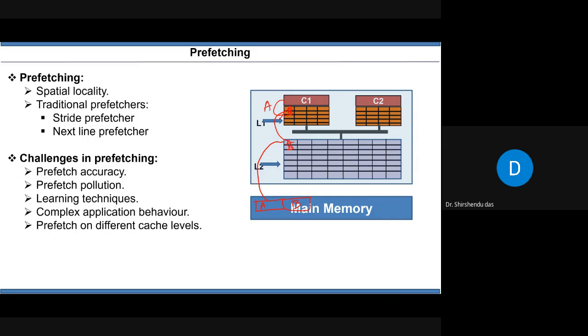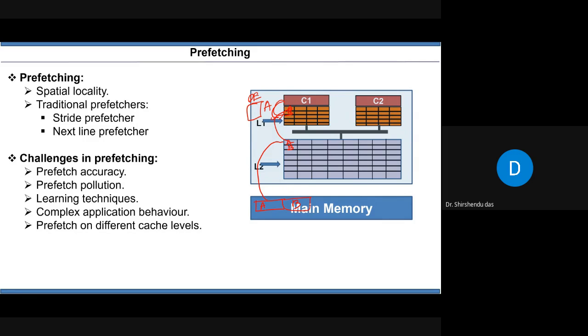So if somehow we can know that when the core is accessing A at this moment, after some time the core will also request B, then when we send a request for A, there will be a prefetch engine here. This is called the prefetch engine. When the core requests A, that is called a demand request, meaning the core is requesting A.